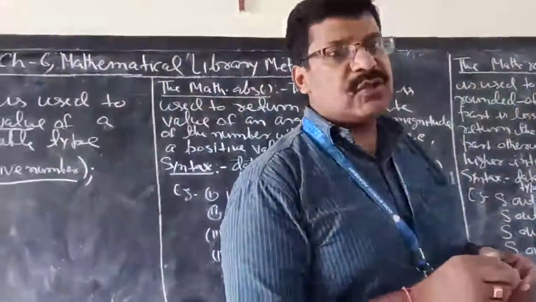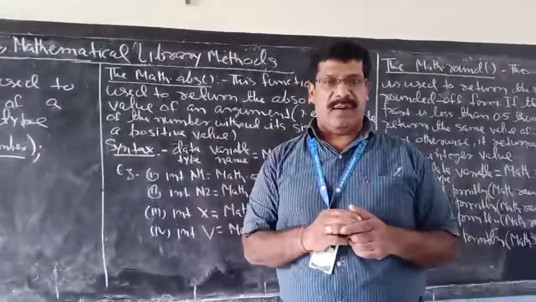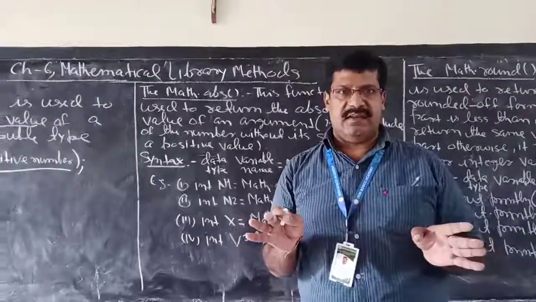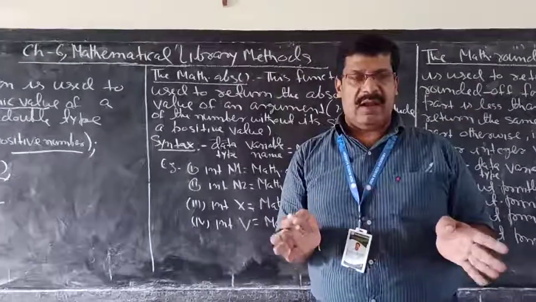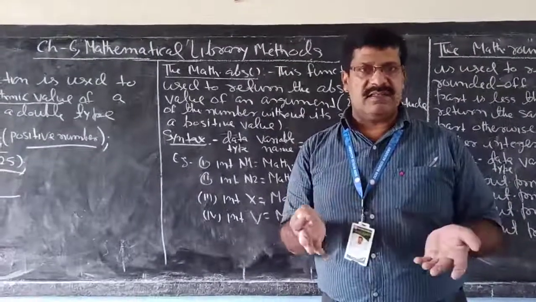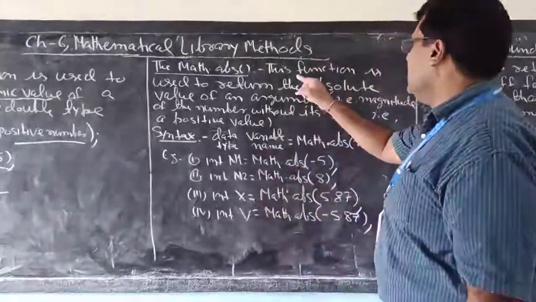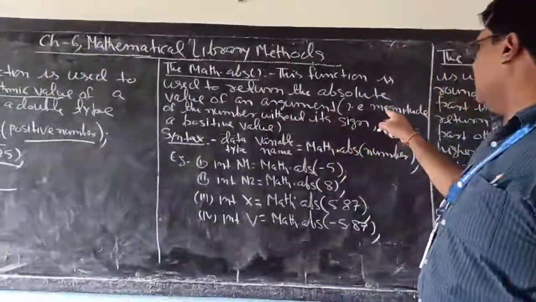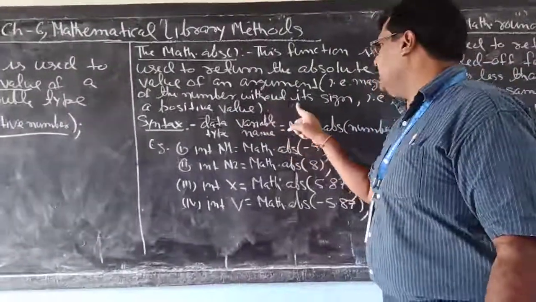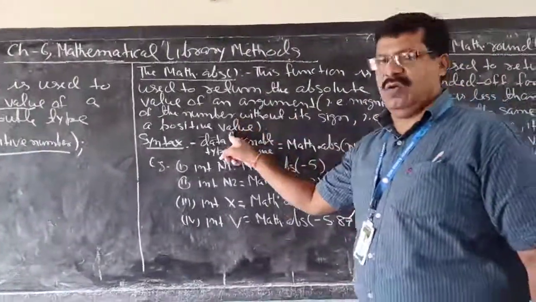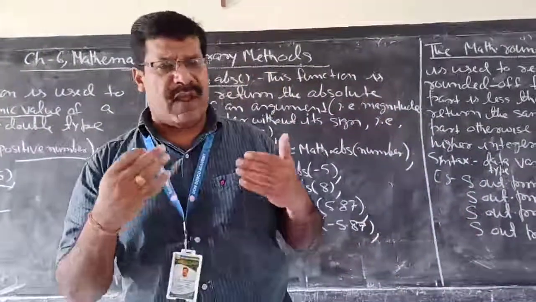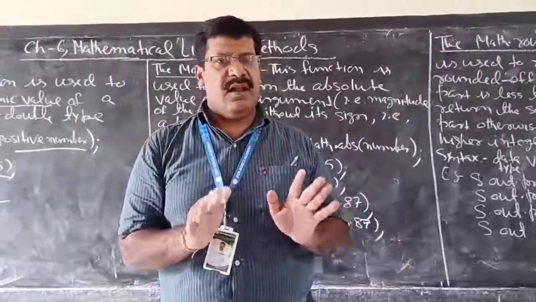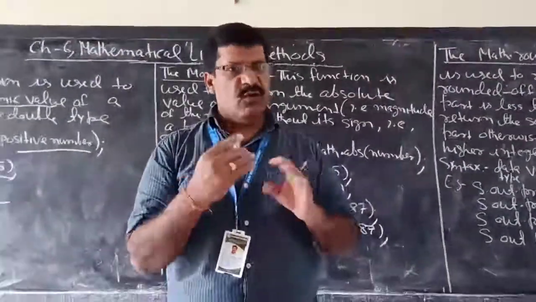It finds the absolute value of a number, the magnitude of a number, whether the number is positive or negative. It ignores the sign. Whether a number is positive or negative, it ignores the sign and returns only the number. This function is used to return the absolute value of an argument, that is the magnitude of the number without its sign, that is a positive value. So whether a number is fractional, negative or positive, it gives exactly the number as a return type and ignores the sign.